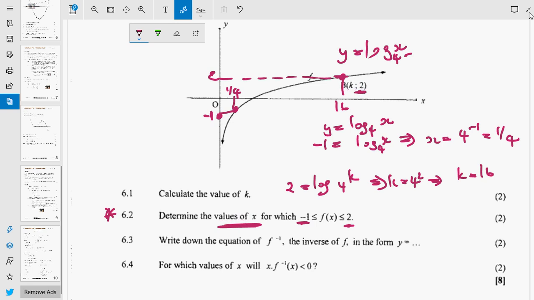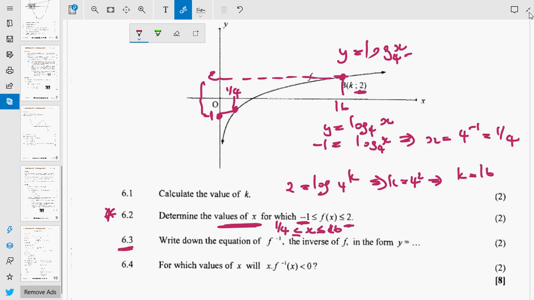So for which values of x will this graph be between -1 and 2? For which values of x? x must be between 1/4 and 16. Okay.